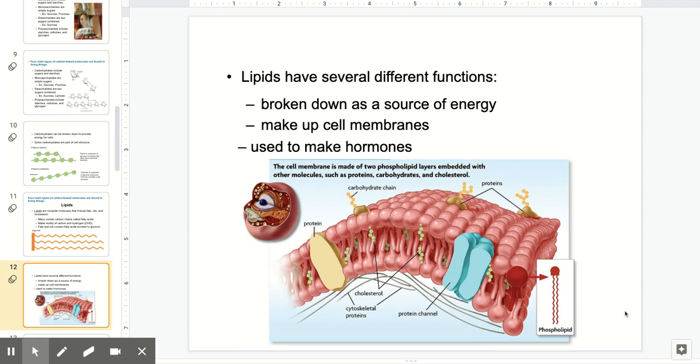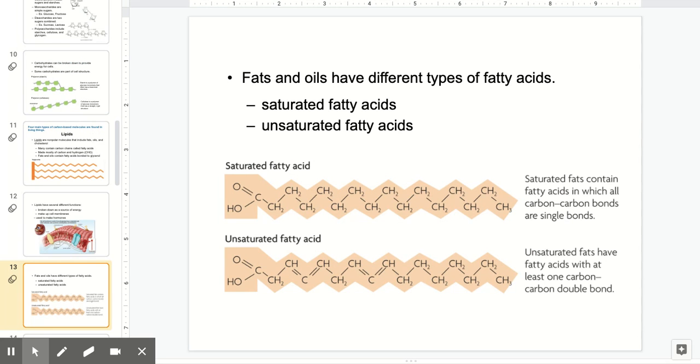Lipids also make up cell membranes. In this picture, these little lines sticking down are part of what's called a phospholipid, and those are fatty acids. There are little zigzags there. And lipids are also used in making up hormones, like cholesterol, testosterone, estrogen, and so on and so forth.